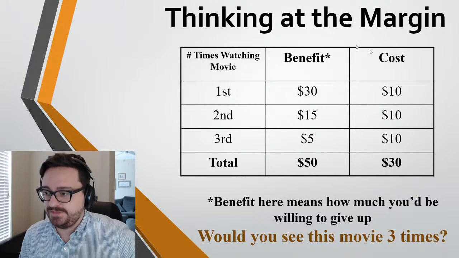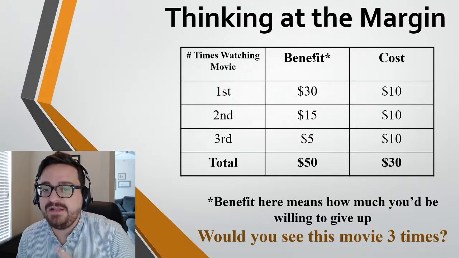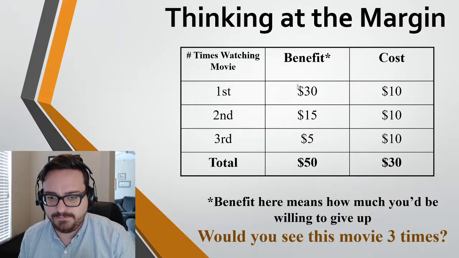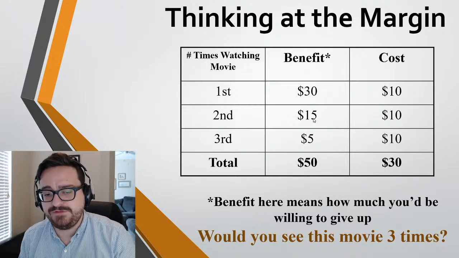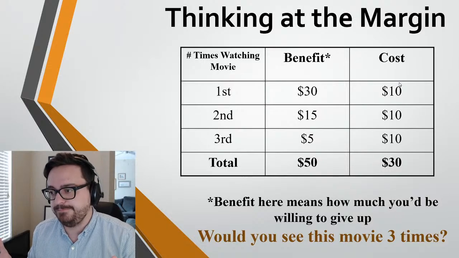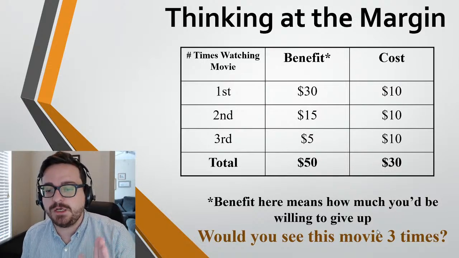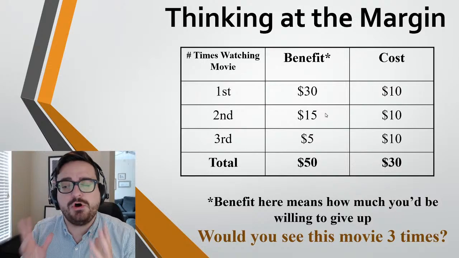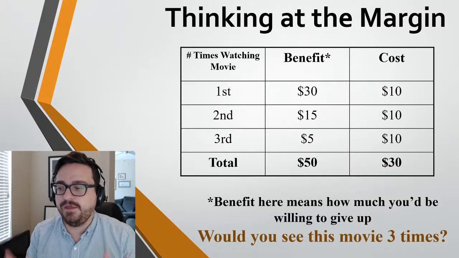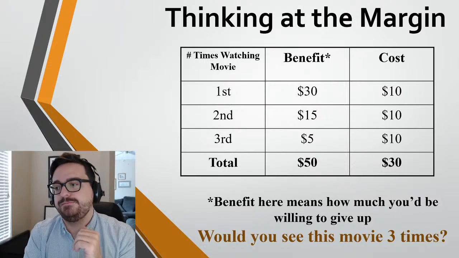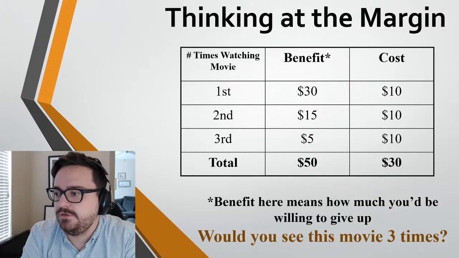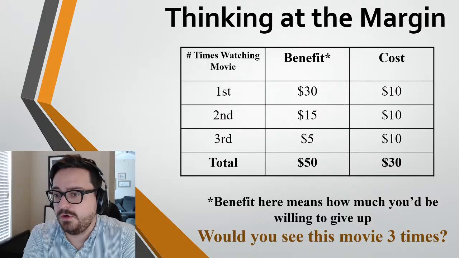This is a scenario in which the benefit, meaning how much the person would be willing to spend to see the movie, is $30 for the first time, $15 the second time, $5 the third time. The cost is the cost of the ticket. It's $10 every time. So let me explain that again. Benefit here means how much you'd be willing to give up to see the movie. You don't always put a number on it, but it does exist in your head. Think about it. If you walked into the movie theater to go see a movie, and the person at the ticket counter said, okay, that'll be $22.50 for your ticket, would you be like, okay? Or would you be like, no?